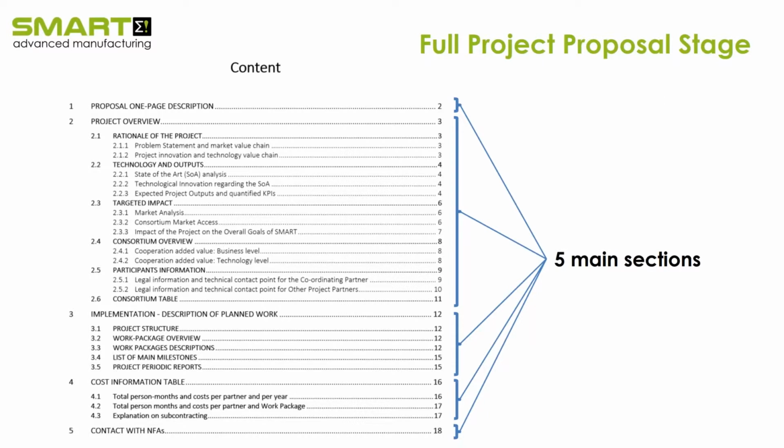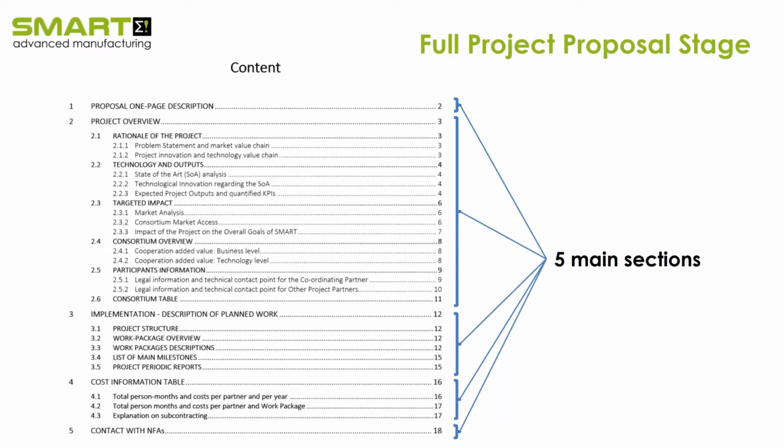So for the full project proposal stage, you see the content is divided into 5 main sections. We have the first section dealing with the proposal one-page description, quite simple. The project overview and implementation are the two bigger sections of the proposal, and we will see them in detail.